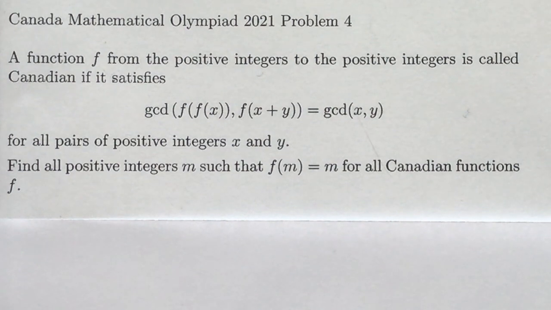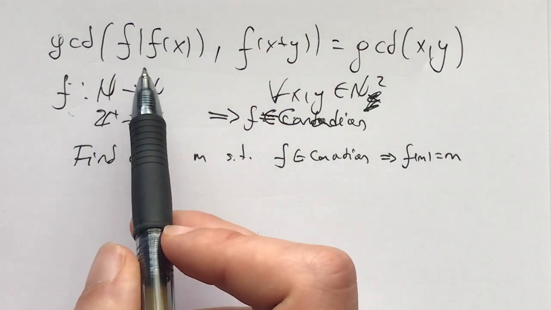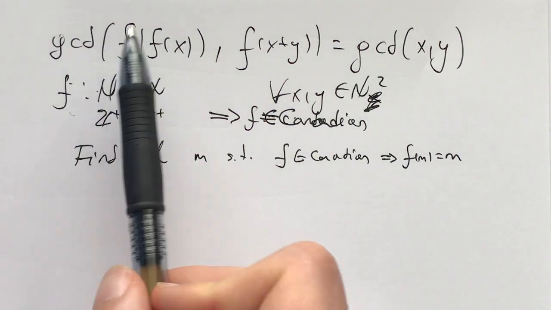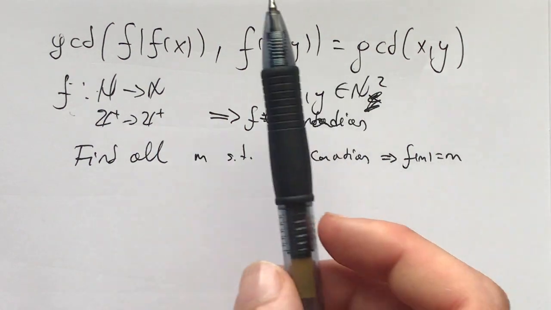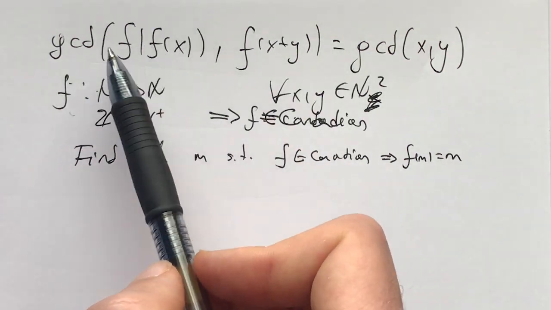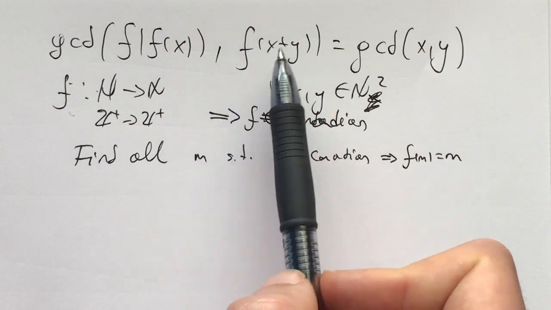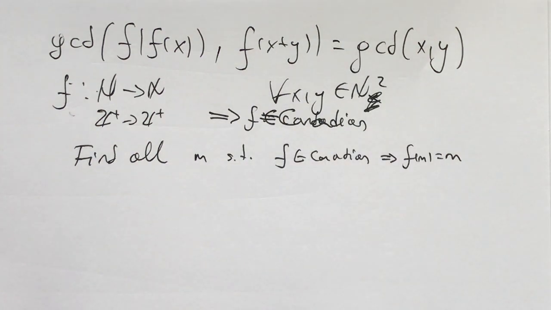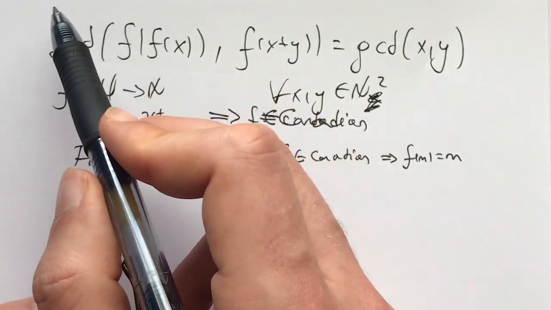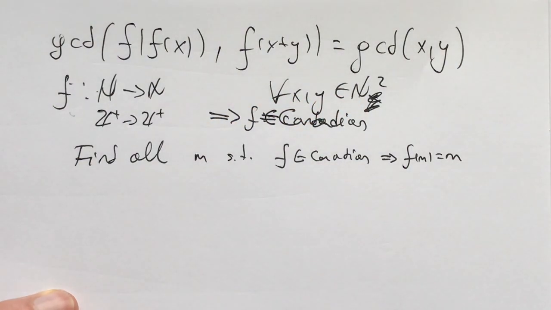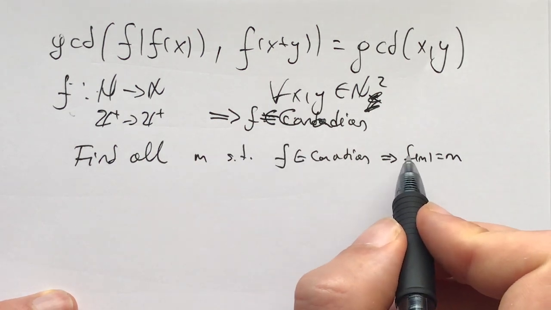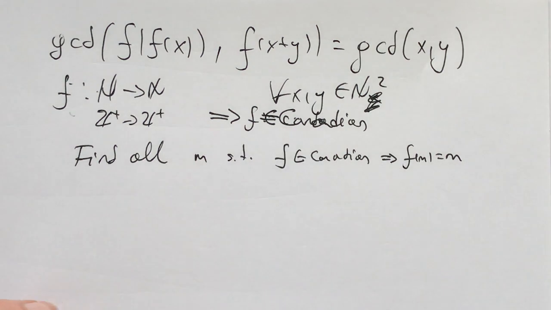And now, let's begin. So, in summary, we have a function from the positive integers to the positive integers, and the condition that for every x and y in the positive integers, we have the GCD of f of x and f of x plus y is equal to the GCD of x and y. We call a function which satisfies this Canadian, and our goal is to find all m such that if f is a Canadian function, then f of m is equal to m.